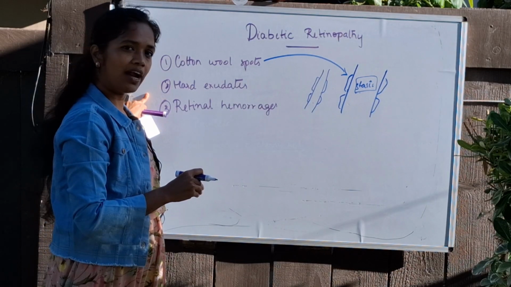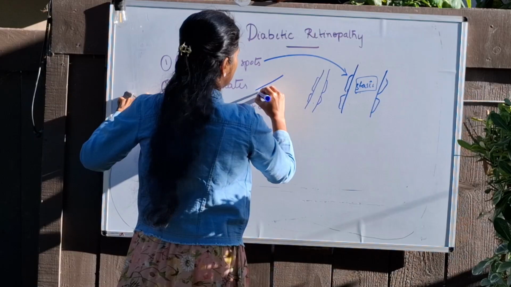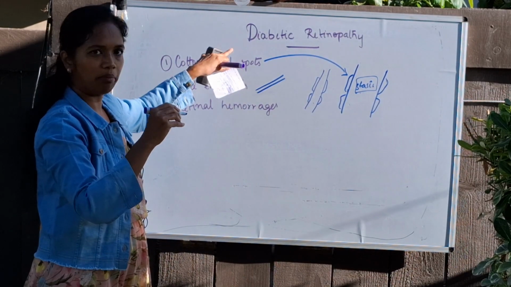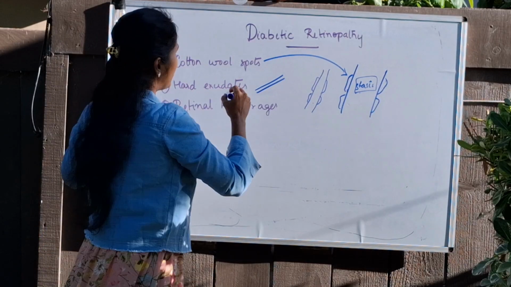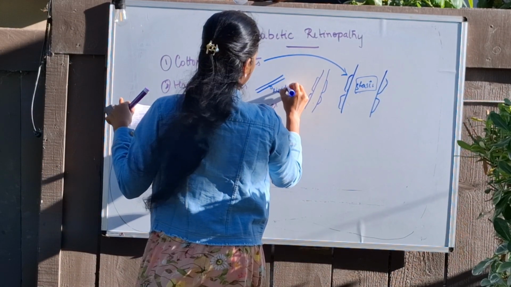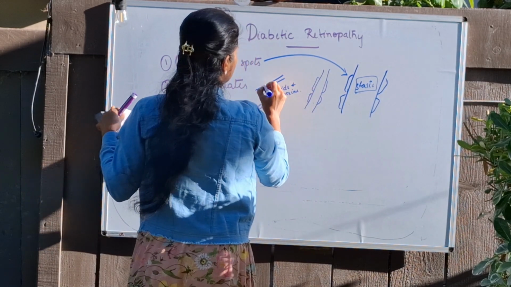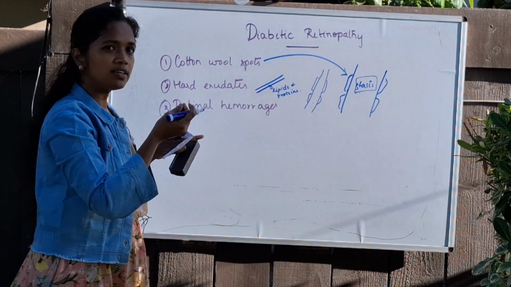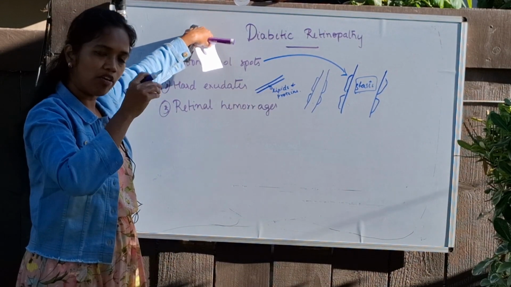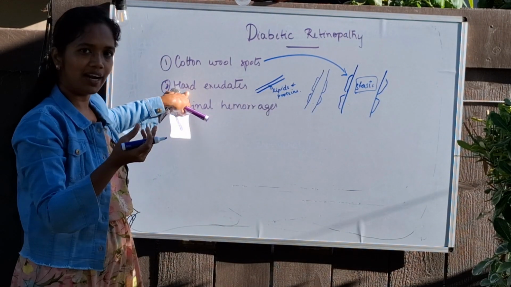What do you understand by hard exudates? Hard exudates occur when the arteries, the arterioles or the capillaries which are supplying the retina are affected by diabetes. Because of that, lipids and proteins will leak. The arterioles and capillaries are not properly supplying the blood because of the diabetic condition. Therefore, there will be leaky lipids and lipoproteinaceous material presenting as hard exudates.